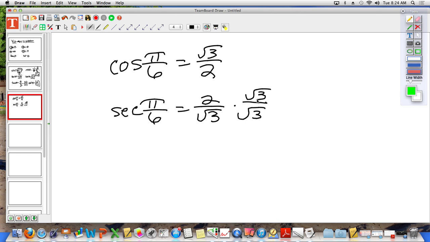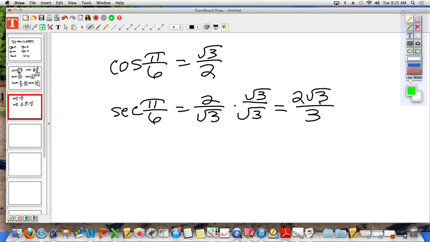All right. So again, what is the square root of 3 times the square root of 3? In other words, the denominator. It's the square root of 9, which is 3. Yep. And then you multiply the numerators. The numerator is 2 times the square root of 3. You can't simplify that anymore. You're going to leave it as 2 square roots of 3. So the secant value of pi over 6 is 2 square roots of 3 over 3. Okay? That's what you're going to need to do today.